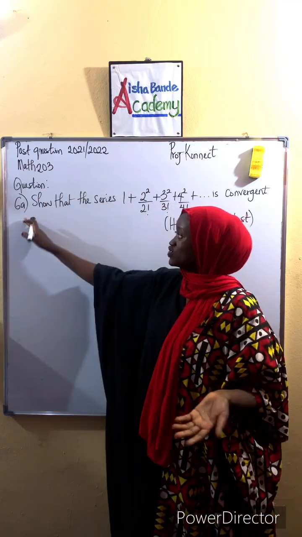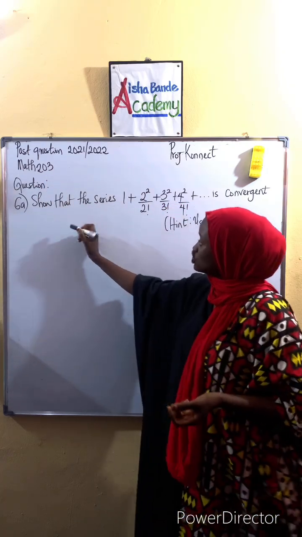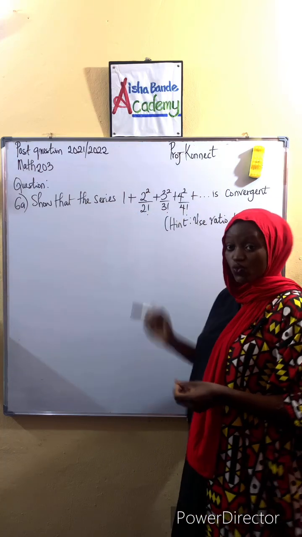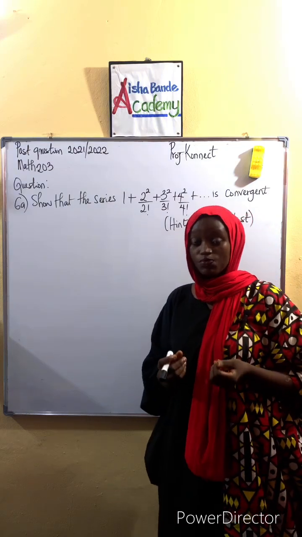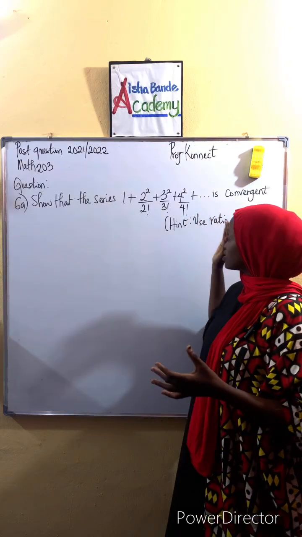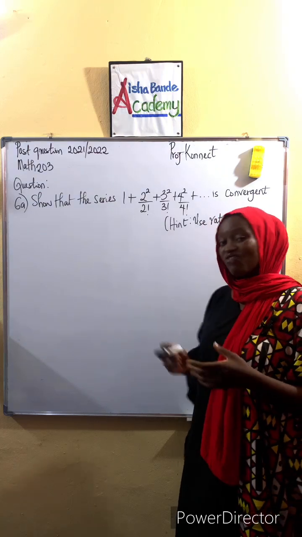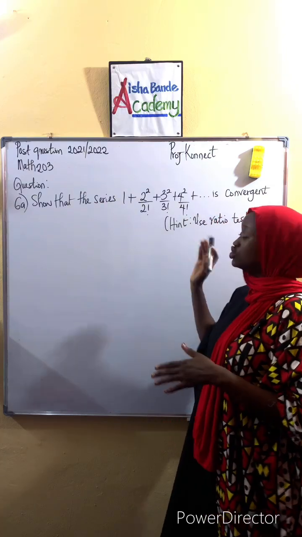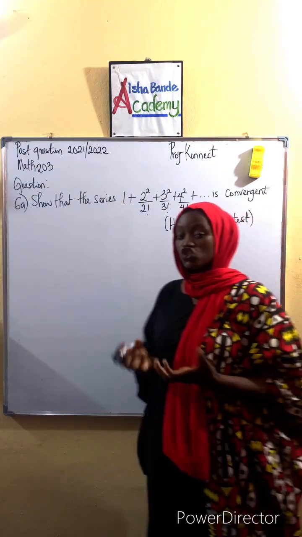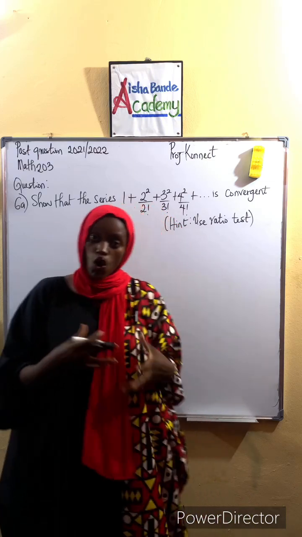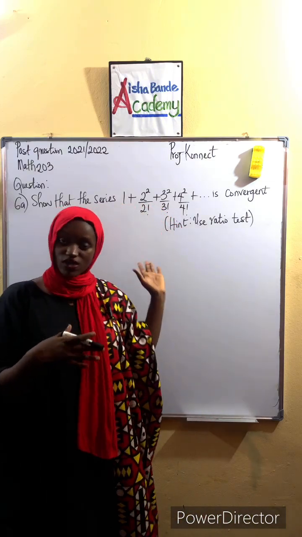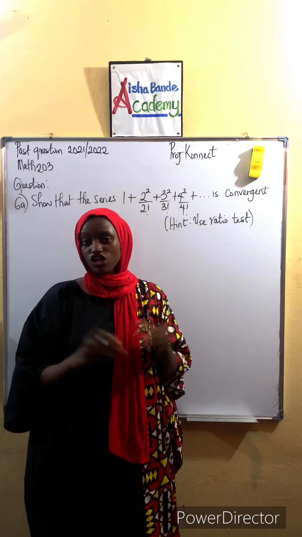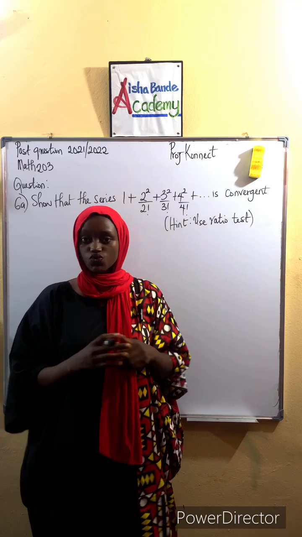So I'll be solving question 6A, which reads that we should show that the series 1 plus 2 square over 2 factorial plus 3 square over 3 factorial plus 4 square over 4 factorial plus dot dot dot is convergent. We have been given a hint, and the hint says that we should use what we call the ratio test. So we can use this ratio test to check if the series in this question is a convergent series. But before I begin solving, I'd love to explain one or two things we need to know on this.